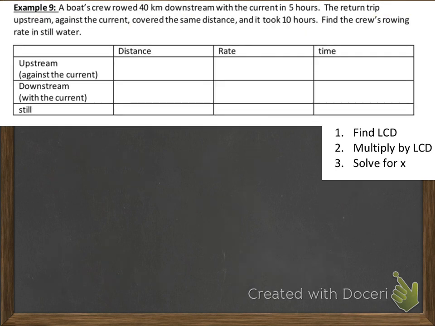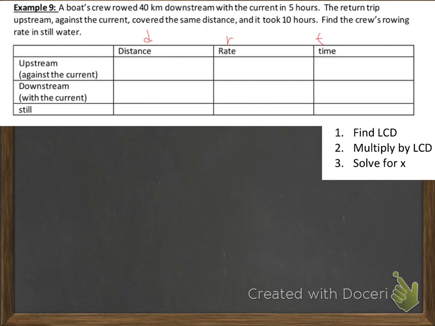All right, let's look at this next example. It says a boat's crew rowed 40 kilometers downstream with the current in 5 hours. The return trip upstream against the current covered the same distance, and it took 10 hours. Find the crew's rowing rate in still water. So again, I've organized my information already in a table. I have D, R, T. We have upstream, downstream, and still water.